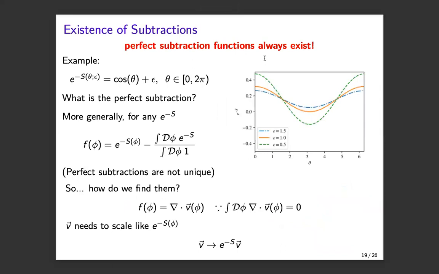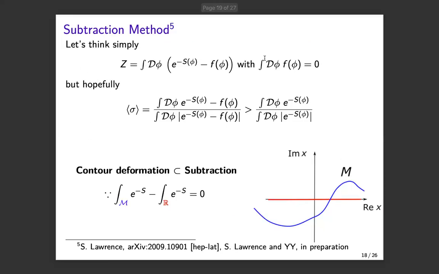But a very nice thing about this subtraction method is that, unlike the contour deformation method, subtraction always exists for whatever theory. So hang on. Why do you want that? Because I want the average sign for this subtracted distribution to be better than that of the original one. I see. Yeah. Okay.